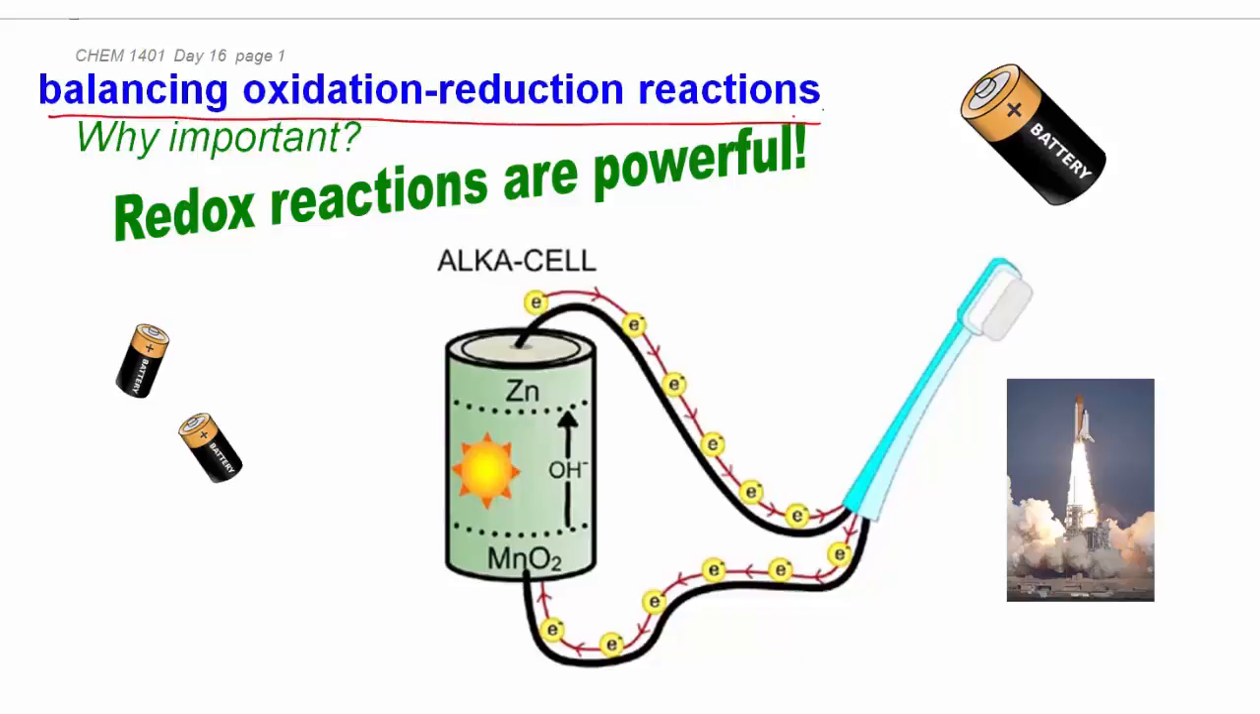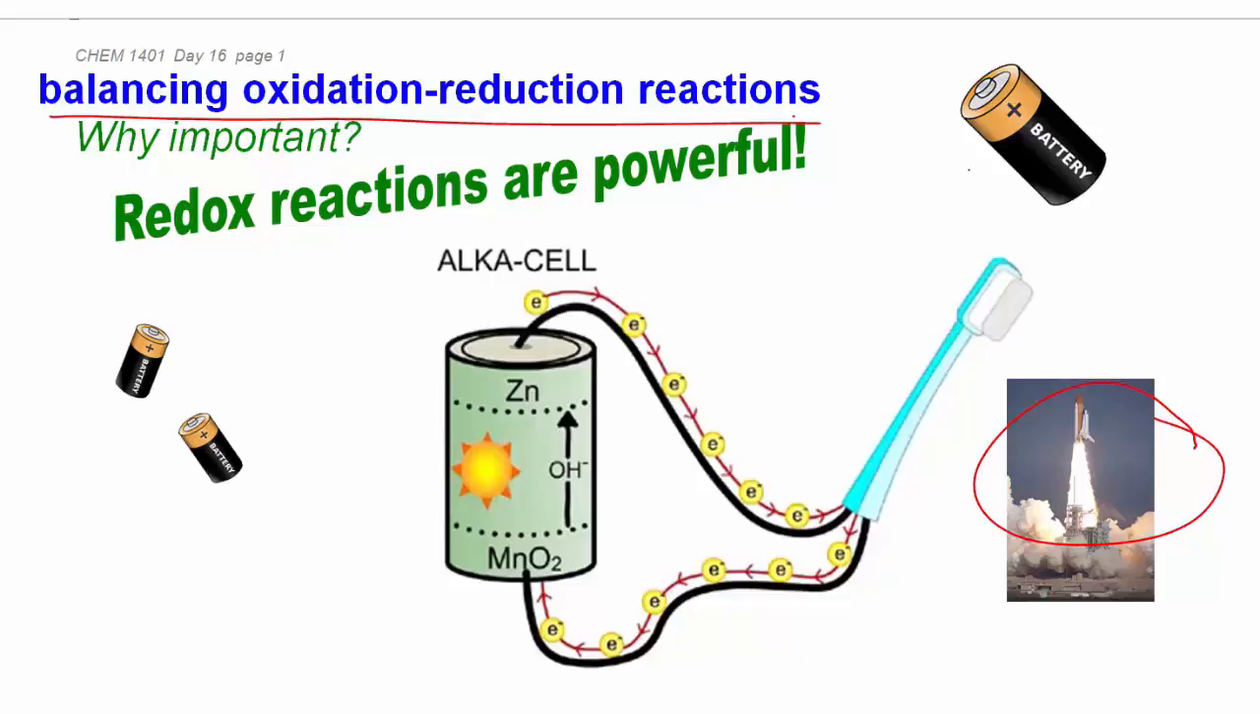Balancing oxidation and reduction reactions. This is important because these redox reactions are everywhere, right? I mean, all combustion reactions are redox reactions. There's an exchange of electrons between reactants and products.